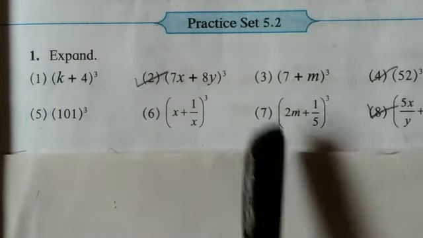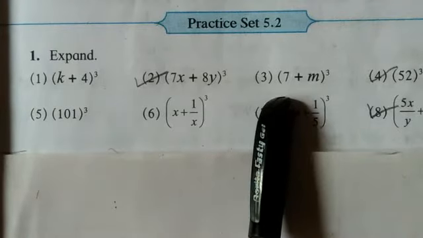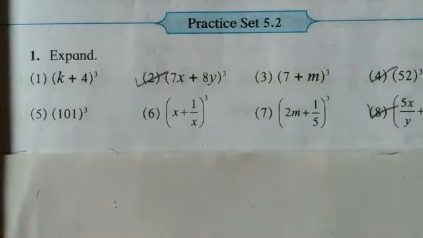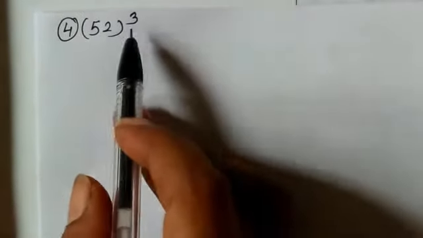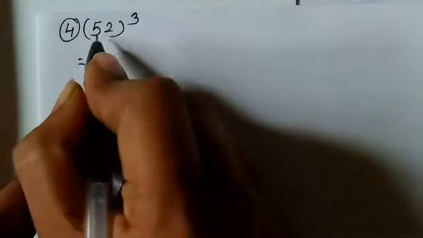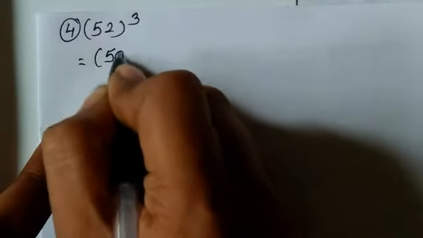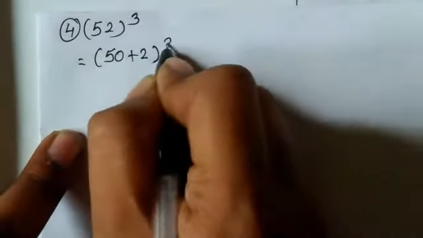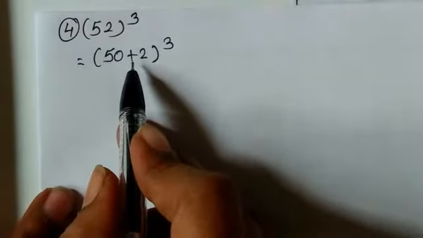In the same way, the third question you are going to solve in your classwork notebook. Let's go with the fourth sum. The question is 52 raised to 3. It means cube of 52 we have to find out. But for that, we are going to convert this into two numbers. It means 52 is 50 plus 2 bracket raised to 3. So this we are going to solve now.